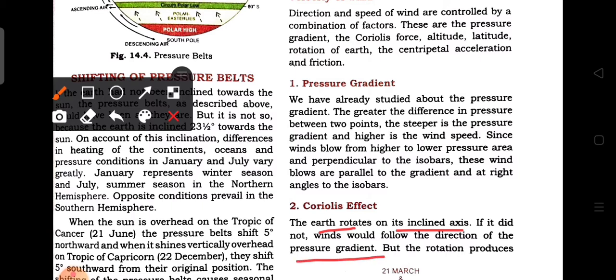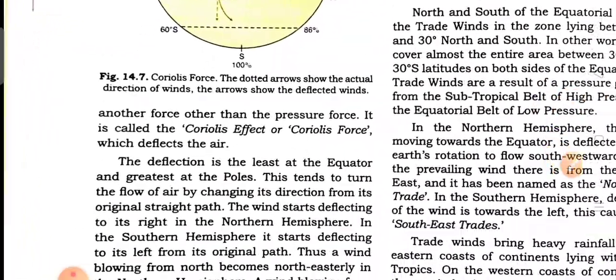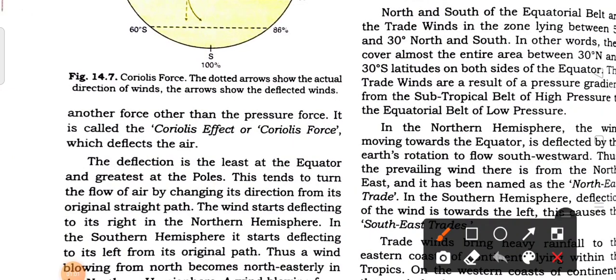But as the rotation produces another force other than the pressure force, not only the pressure force is acting; it also produces another force, known as the Coriolis effect or the Coriolis force, which helps in deflecting the air. Due to the rotation of the Earth, it also deflects the air.